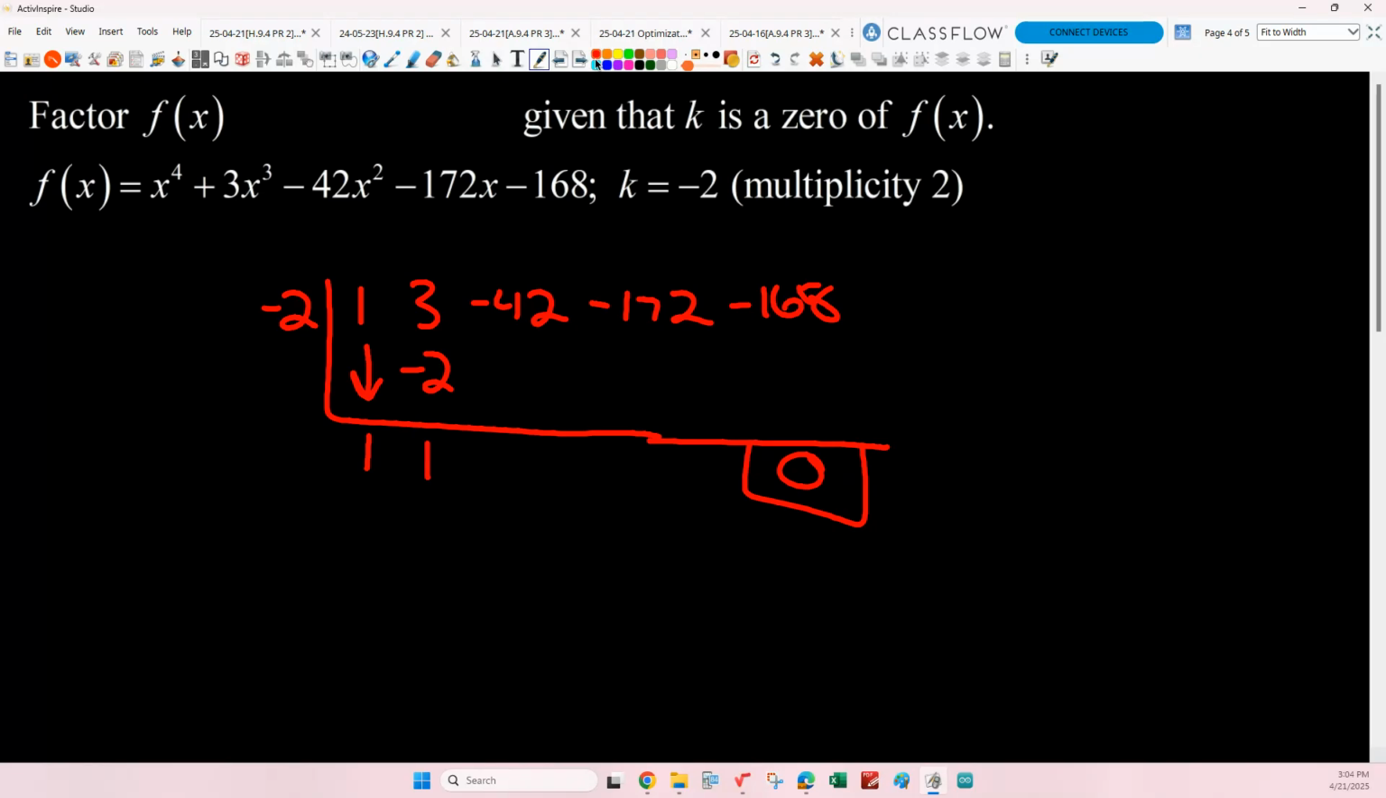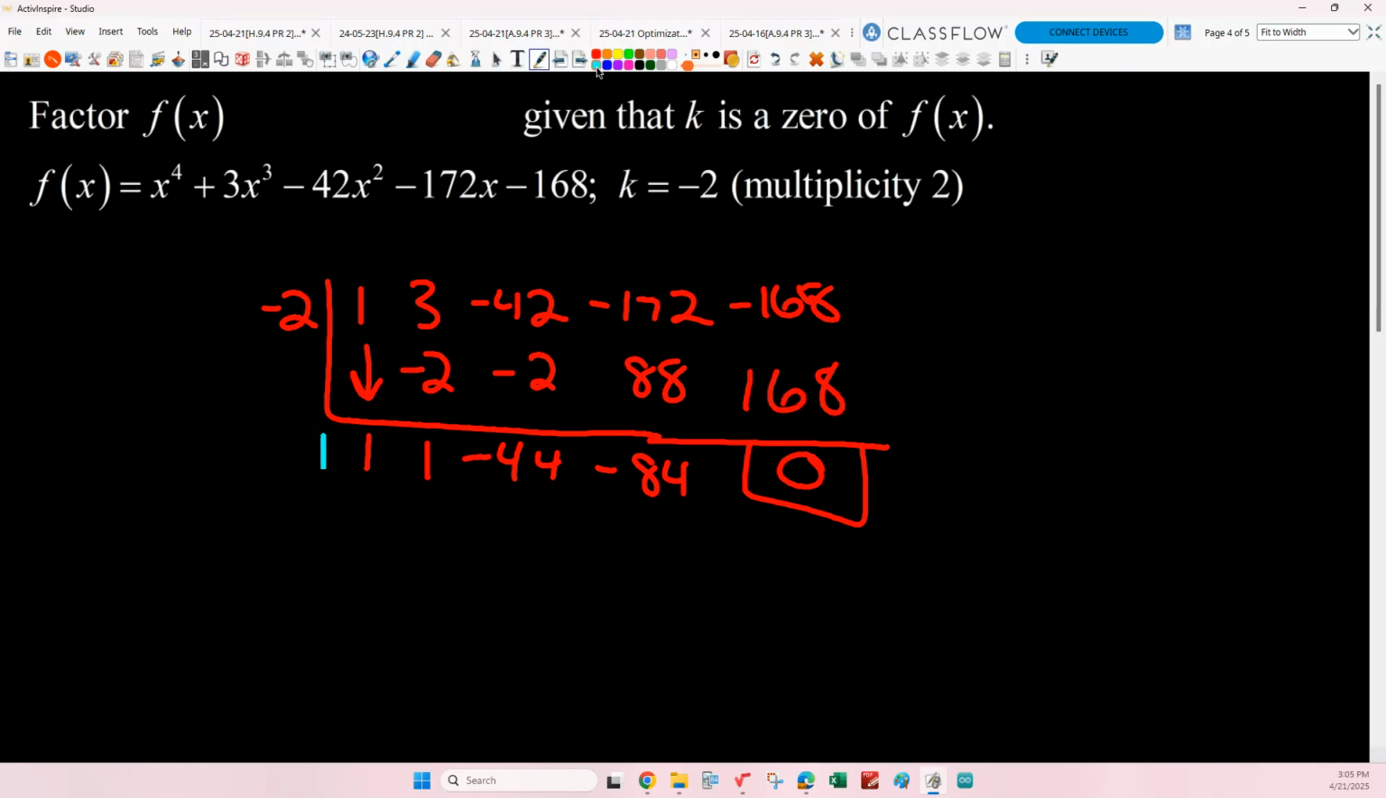One times negative 2. Negative 42 minus 2. Negative 44 times negative 2. 88. Negative 172 plus 88. Negative 84. So then if we do negative 84 times negative 2, 168.